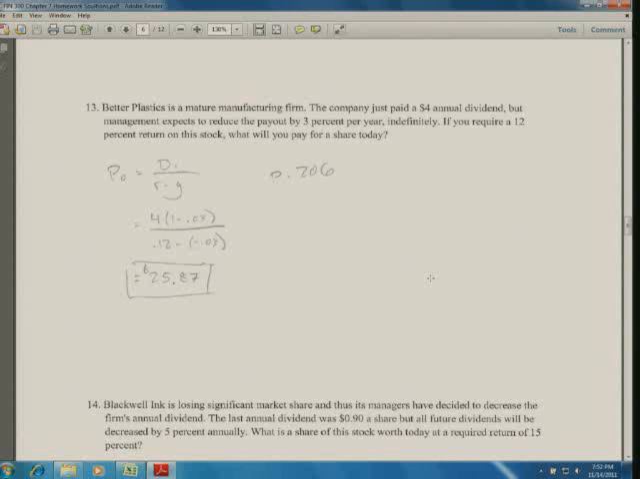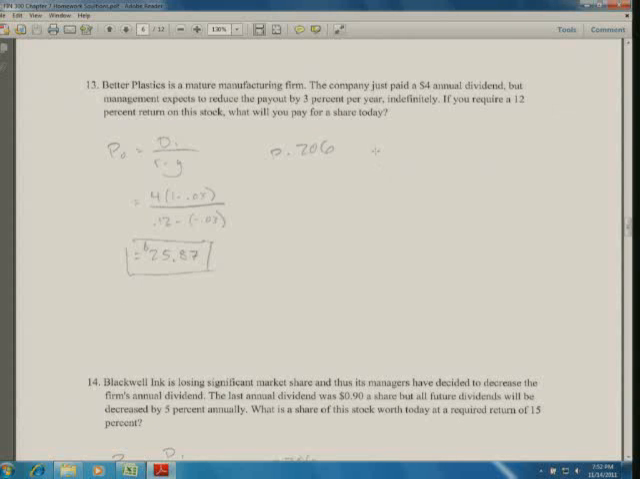Number 13 from the Chapter 7 homework. This problem reads that Better Plastics is a mature manufacturing firm. The company just paid a $4 annual dividend, but management expects to reduce the payout by 3% per year indefinitely. If you require a 12% return on the stock, what will you pay for the share today?